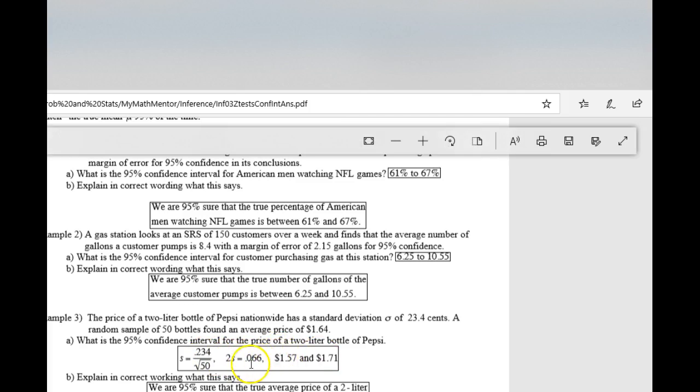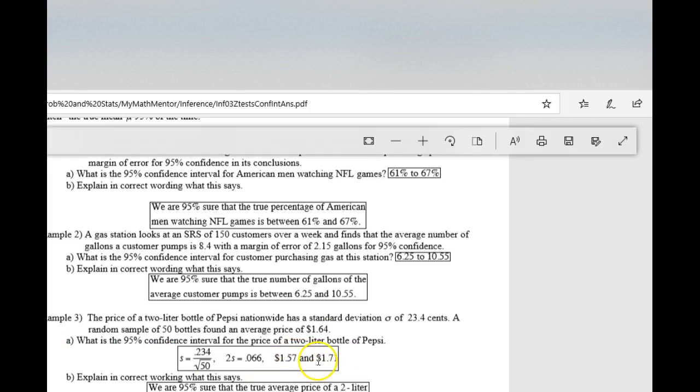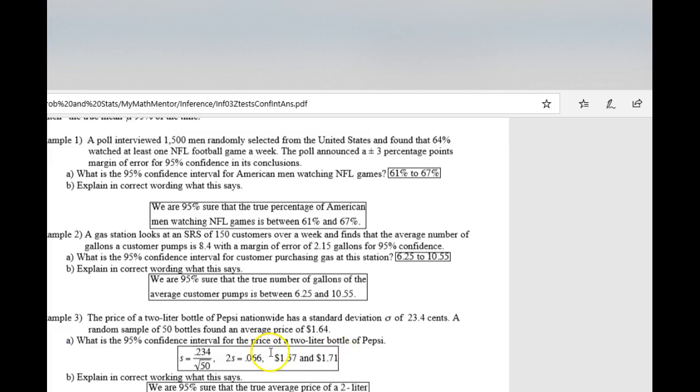Okay, so then we add 0.066 to 1.64, and we subtract that, and we get 1.57, and so our interval is 1.57 to 1.71. That is, we are 95% sure that the true average price of a 2-liter bottle of Pepsi is between $1.57 and $1.71.